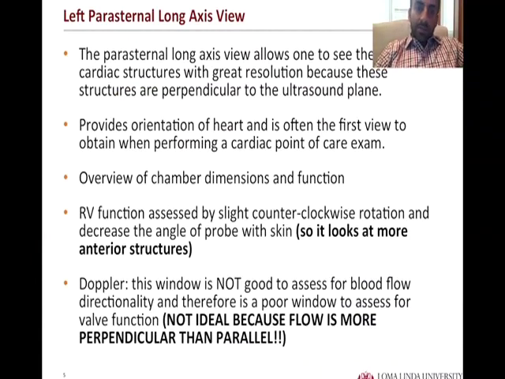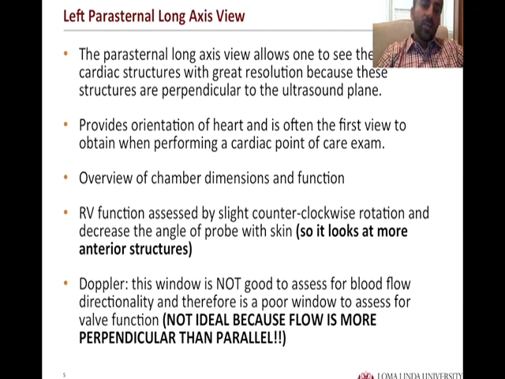So we talked a little bit about this, but again, the parasternal long axis view allows one to see many of the cardiac structures with the greatest resolution because the ultrasound probe is so close to those given structures. It allows us to get that orientation of the heart to see exactly where the apex is lying relative to the atria. Good, again, because it's so close, because we have the highest quality imaging. It's a good view to be able to get measurements of chamber sizes.